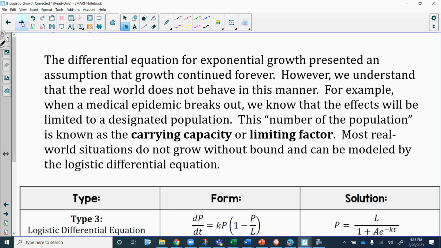Here they're talking about an epidemic outbreak, if I could get my mouth to work properly. We talk about zombie outbreaks and all that stuff.